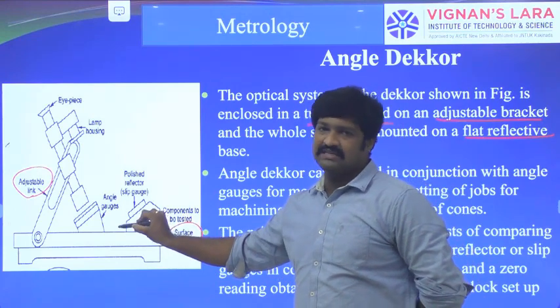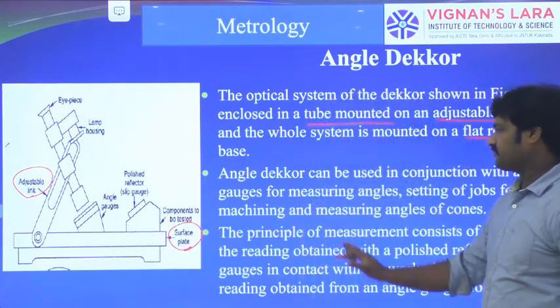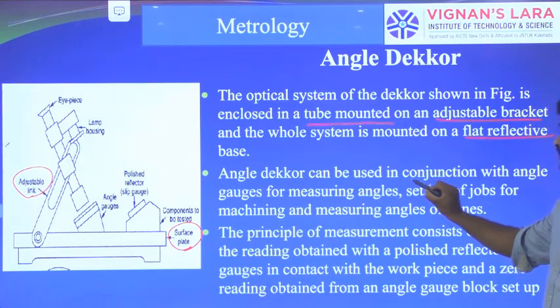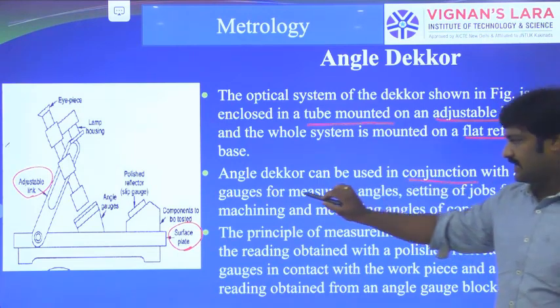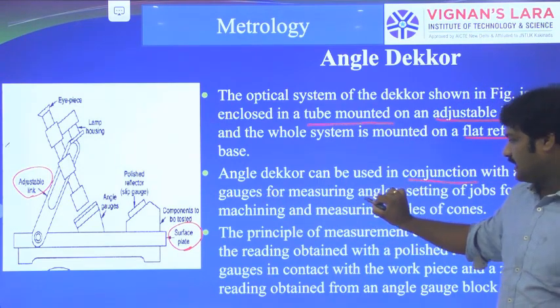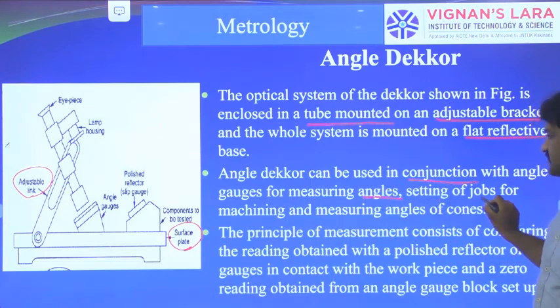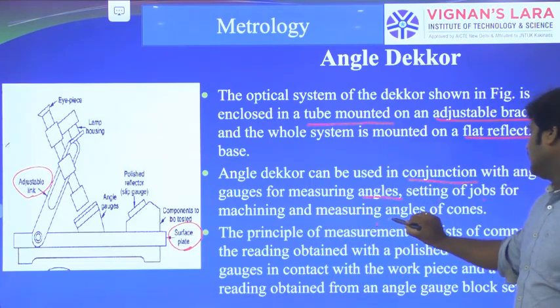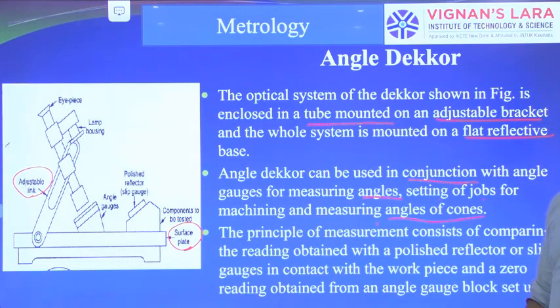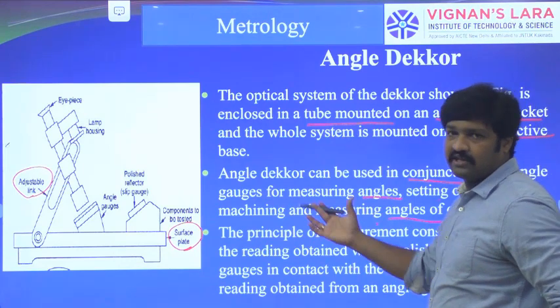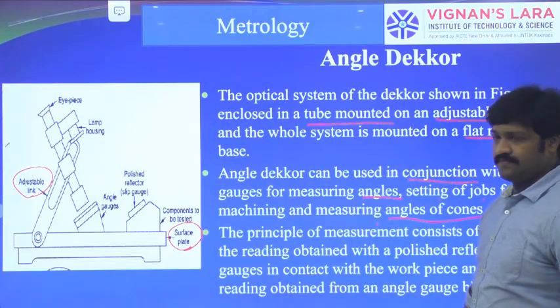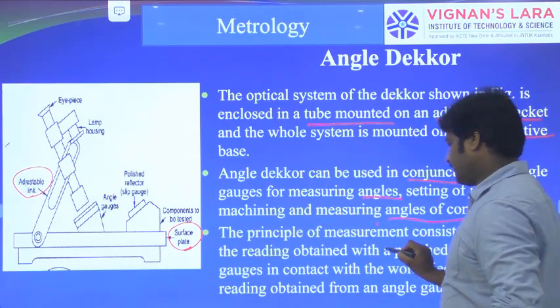The surface plate is having some reflection. Angle Dekkor can be used in conjunction with angular gauges for measuring angles, setting of jobs for machining, and measuring angles of cones. As we know that a cone is having an angle, so to identify the angle, we are using angle Dekkors. The principle of the measurement.